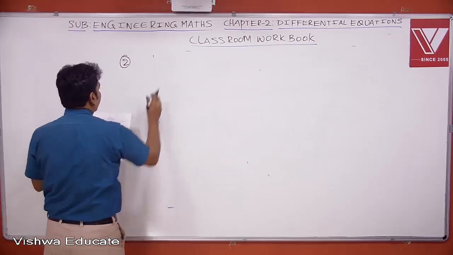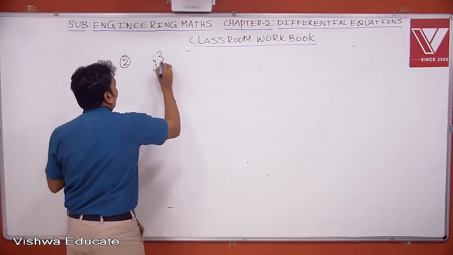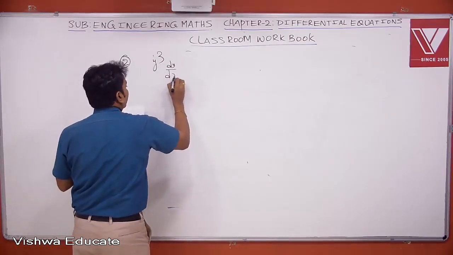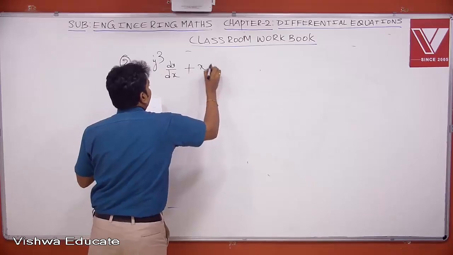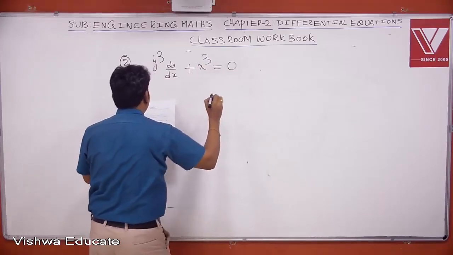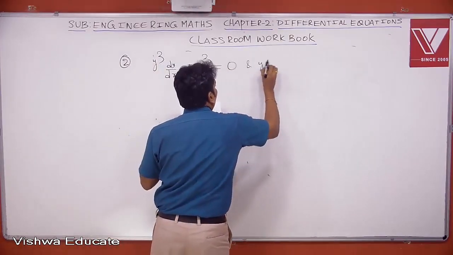For a differential equation, y cube into dy by dx plus x cube equal to 0 and y of 0 equal to 1.